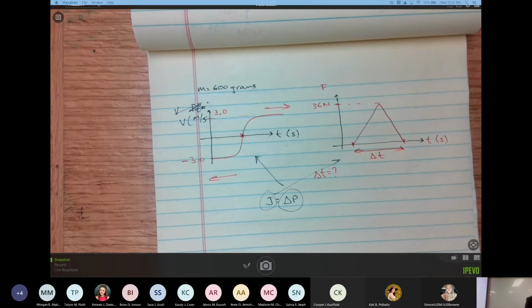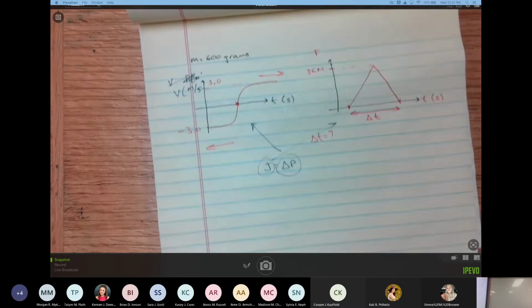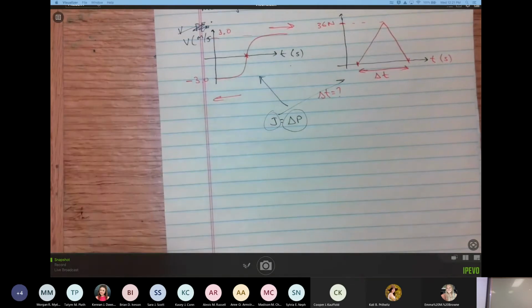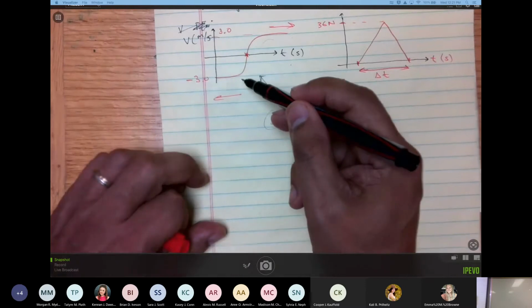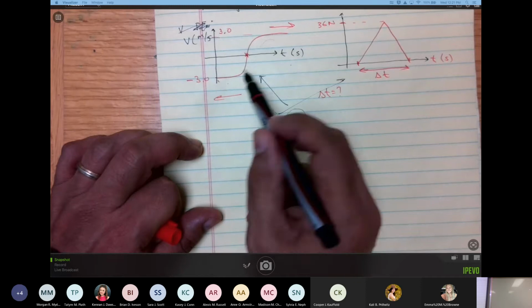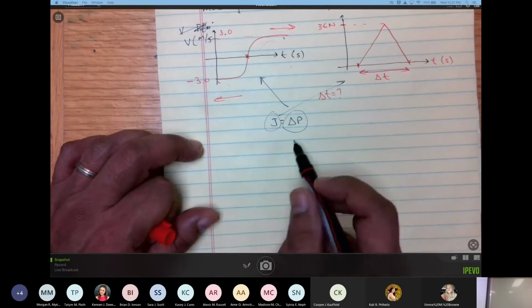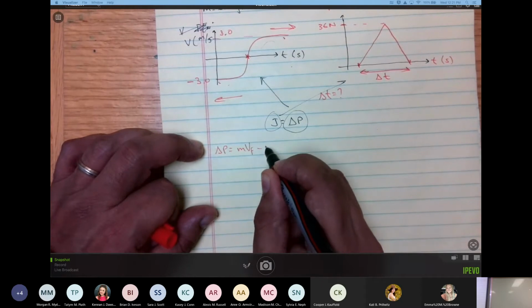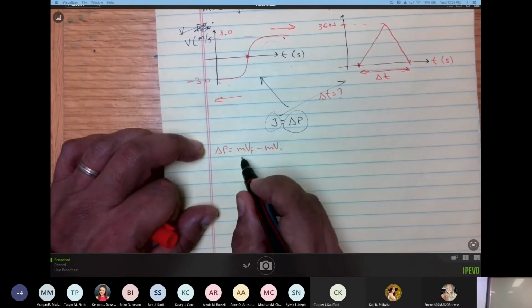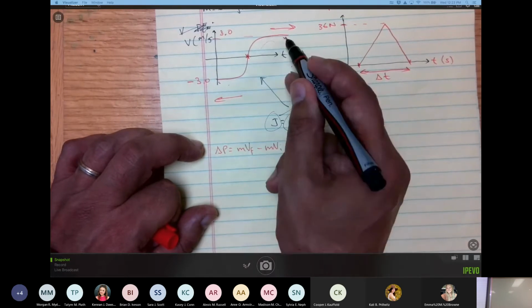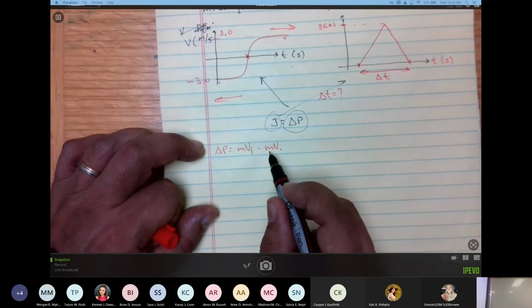Okay, so really quick. From these graphs, when we're working with momentum, we really don't care what's going on in the middle of the initial and final states. The only thing that we care about is the initial velocity and the final velocity. So to calculate delta P, it's just the final momentum minus the initial momentum. And this will be the 600 grams multiplied by the final velocity, that is 3 meters per second. And here the initial velocity will be negative 3.0 meters per second.